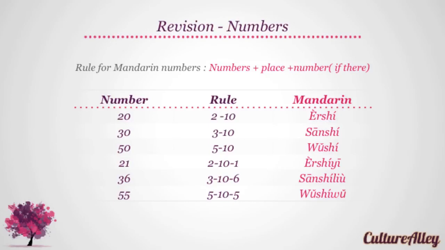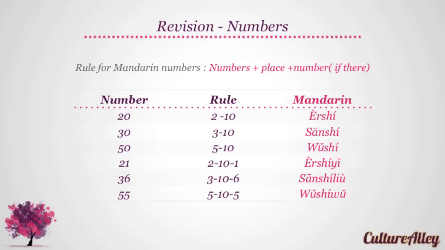The rule for Mandarin numbers beyond 19 is numbers plus place for numbers ending in 0, and numbers plus place plus number for other numbers. Let's review them once. 20, which is 2 and 10, translates to 20. 30, that is 3 and 10, becomes 30. 50, or 5 and 10, becomes 50.